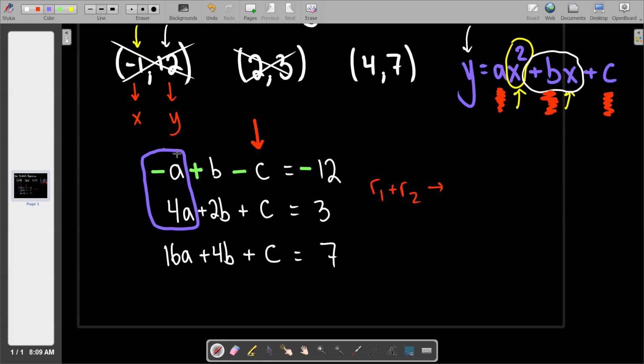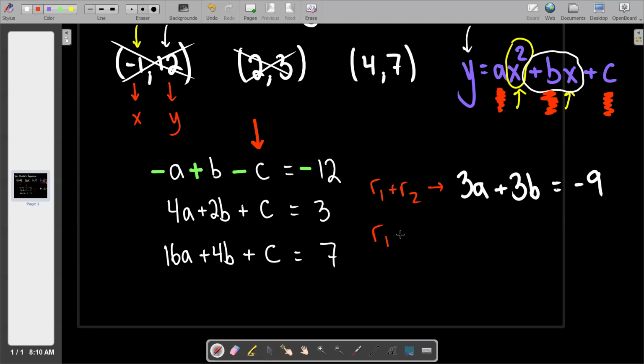Any questions other than that? Okay, now let's add row 1 to row 2. How many A's do we get? 3. -1 plus 4 is 3. Cool. How many B's do we get? 3. 1B plus 2 B's right here is 3 B's. How many C's do we get? Of course, that's the whole point, right? And what is -12 plus 3? -9. Good.